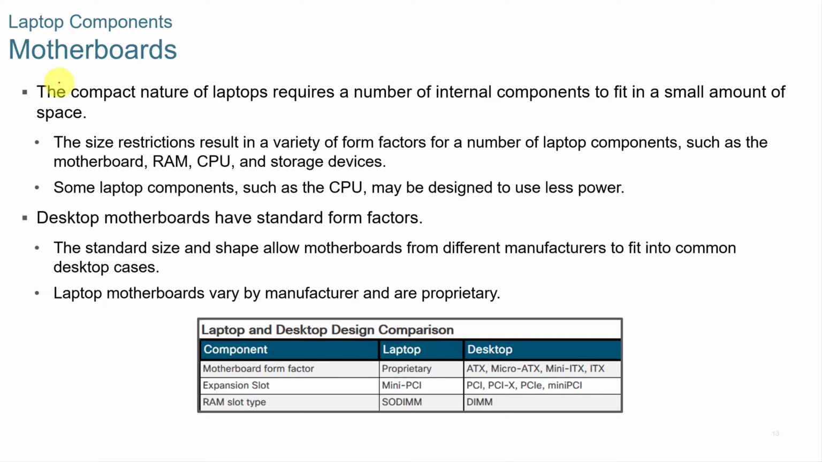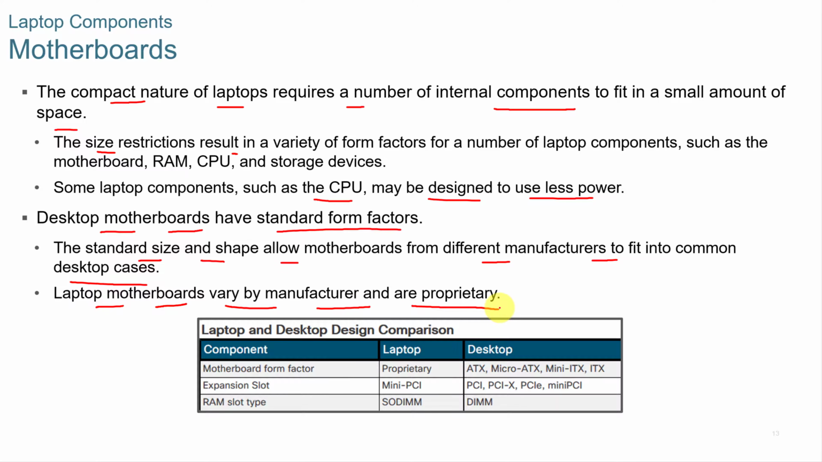Now, motherboards for mobile devices. The compact nature of laptops requires a number of internal components to fit in a small amount of space. So the size restrictions result in a variety of form factors that are different for laptops and mobile devices than they are for desktops. The CPU may be smaller, and it may be designed to use less power. Desktop motherboards have standard form factors, and the standard size and shape allows motherboards from different manufacturers to fit into common desktop cases, but that's not the same thing with laptops. Laptop motherboards vary by manufacturer, and they are proprietary. So a laptop motherboard manufactured by, let's say, HP is only going to fit that HP case.